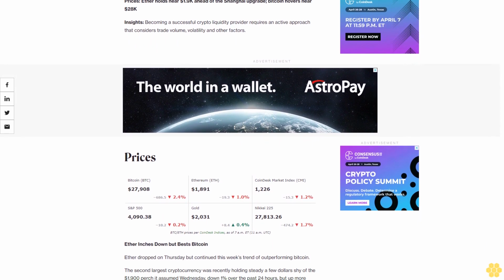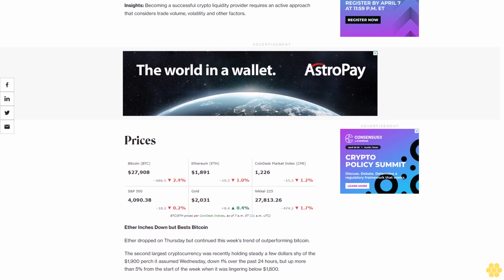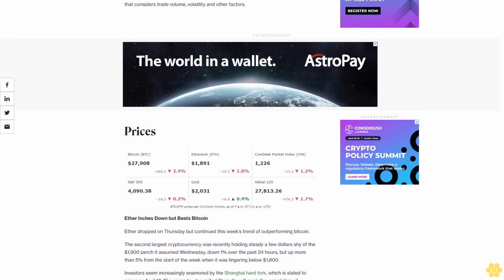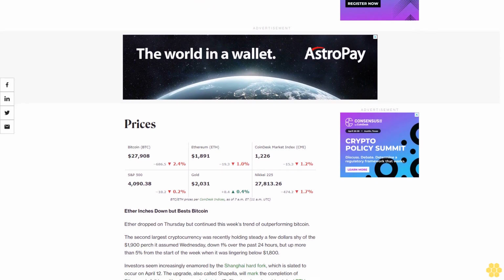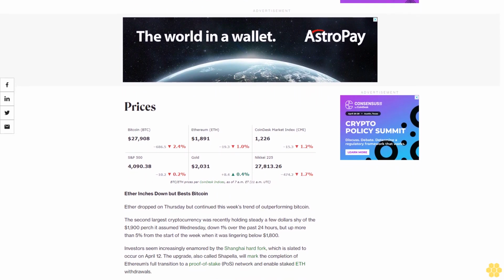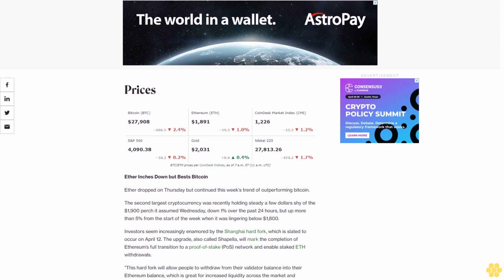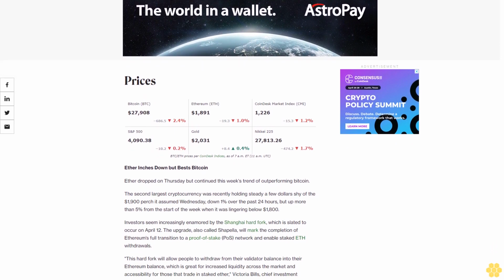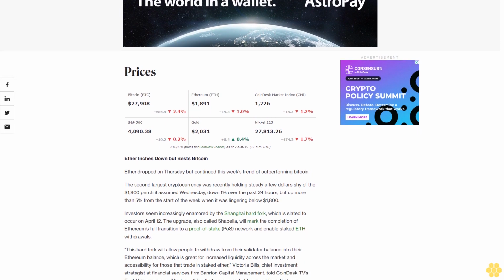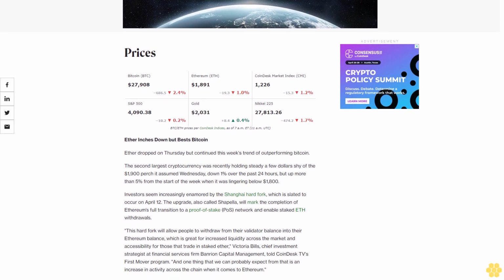The upgrade, also called Shapella, will mark the completion of Ethereum's full transition to a proof-of-stake (PoS) network and enable staked ETH withdrawals. "This hard fork will allow people to withdraw from their validator balance into their Ethereum balance, which is great for increased liquidity across the market and accessibility for those that trade in staked Ether," Victoria Bills, chief investment strategist at financial services firm Banyan Capital Management, told CoinDesk TV's First Mover program.